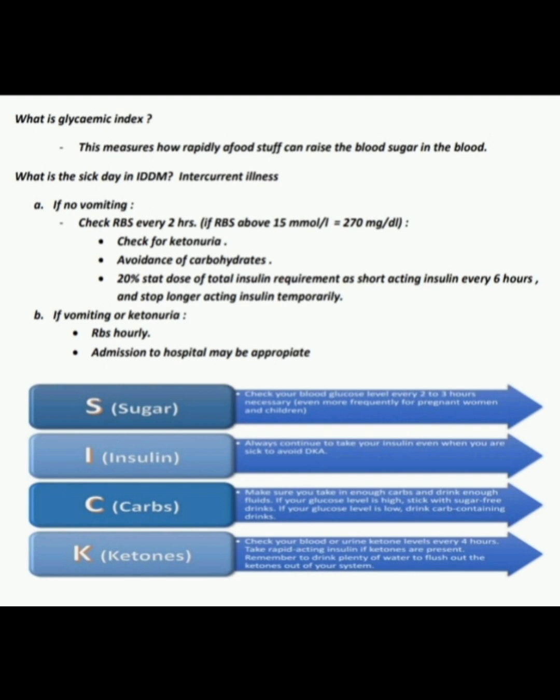Next one, C for carbohydrates. Make sure you take in enough carbs and drink enough fluid. If your glucose level is high, stick with sugar-free drinks. If your glucose level is low, drink carb-containing drinks. Now, K for ketones. Check your blood or urine ketone levels every 4 hours. Take rapid-acting insulin if ketones are present. Remember to drink plenty of water to flush the ketones out of your system.